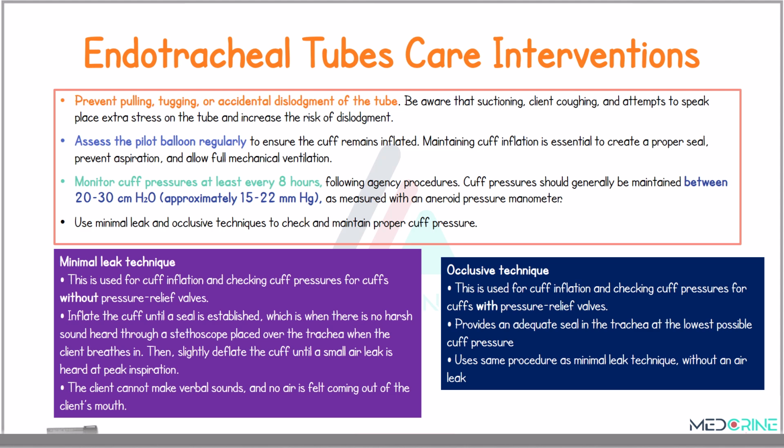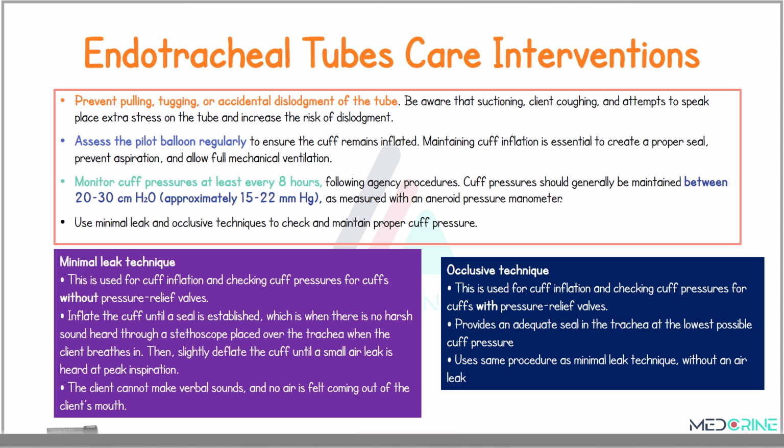What is a minimal leak and what is an occlusive technique that we use to maintain this proper cuff pressure? A minimal leak technique is used for cuff inflation and checking of the cuff pressures for any cuffs without pressure relief valves. You inflate a cuff until the seal is established, which is when there is no harsh sound heard through a stethoscope placed over the trachea, and when the client breathes in, slightly deflate the cuff until a small air leak is heard at peak inspiration. During this technique, the client cannot make any verbal sounds and there is no air felt coming out of the client's mouth.